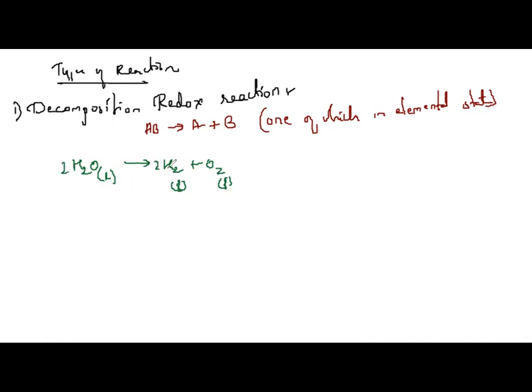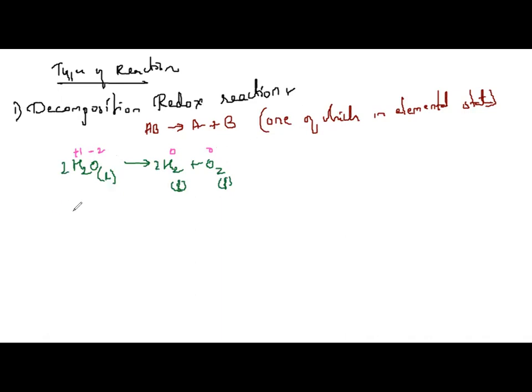So what do we mean by decomposition? Observe the oxidation states. Here hydrogen is how much? +1. Oxygen is -2. Here hydrogen is 0. It is also 0. So what is happening? From +1 it is becoming 0. From -2 it is becoming 0. So one of them comes into elemental state. Here both have come into elemental state. Not a problem. Take another example.